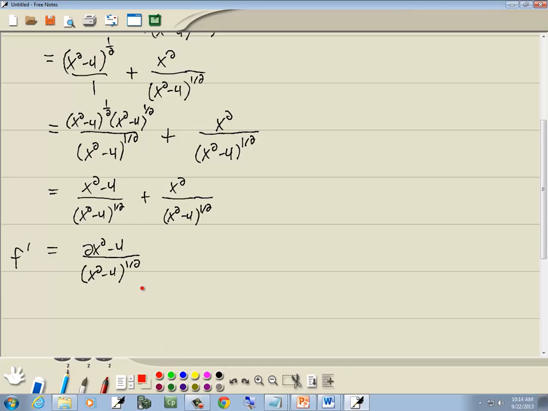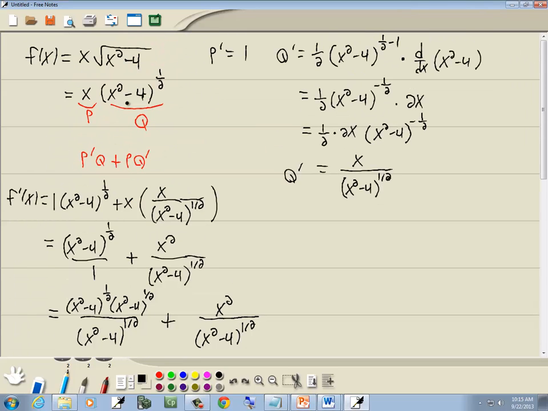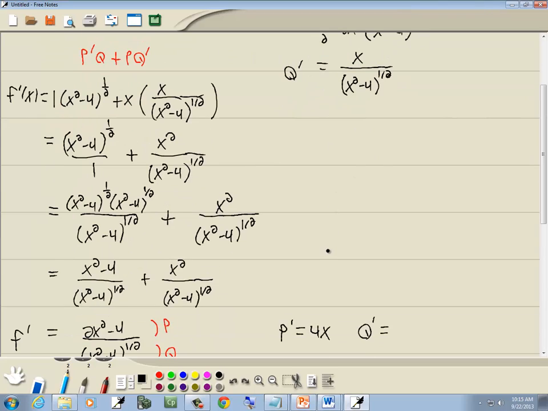Our second derivative, we're going to have to use a quotient rule. We've got something divided by something else. So the top part's going to be our p, and the bottom part will be our q. So we need p prime. The derivative of 2x squared minus 4 is 4x. We also need q prime. But compare this q here, x squared minus 4 to the 1/2, to this q, x squared minus 4 to the 1/2. They're the same, aren't they? So our q prime is going to be the same. We could go through the steps, but they'd be the exact same ones we did right here. So q prime is going to equal x over x squared minus 4 to the positive 1/2.